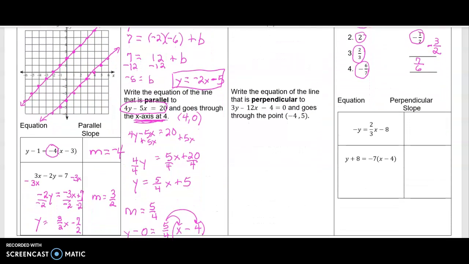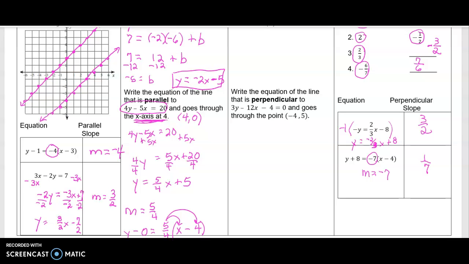So if our equation is -y equals 2/3 x minus 8, we would have to multiply everything by -1 because we want it to be y equals -2/3 x plus 8. So the perpendicular slope would be positive 3/2. The opposite reciprocal of -2/3 would be positive 3/2. And this one, the slope is easy. The slope is -7, so the opposite reciprocal would be positive 1/7.